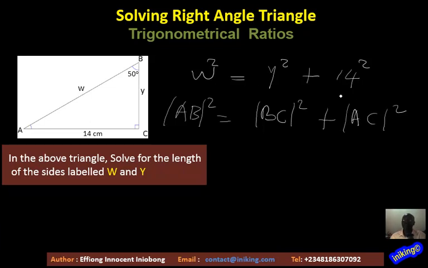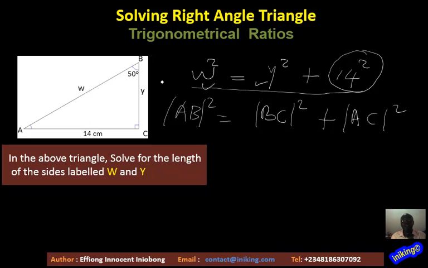AC. But looking at this equation, only one value is known. There are two unknowns. Obviously, there's no way I can solve for these two unknowns using only one equation. And that is the limitation of what? The Pythagoras Theorem. How then can I apply the trigonometric ratio?